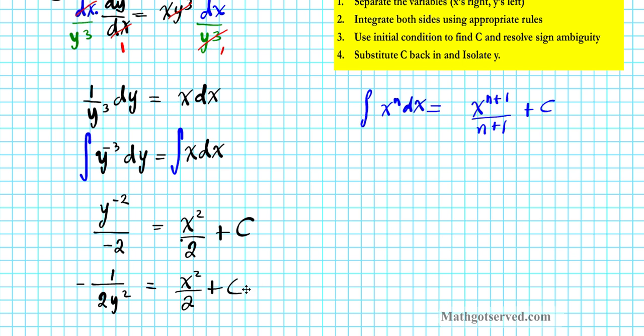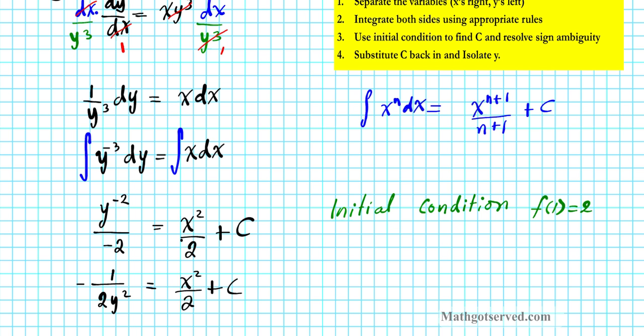Okay, so how do we find that? We're done with steps 1 and 2. Step 3 tells us to use the initial condition. Okay, so what is our initial condition? The initial condition is that f of 1 equals 2. So f of 1 equals 2.